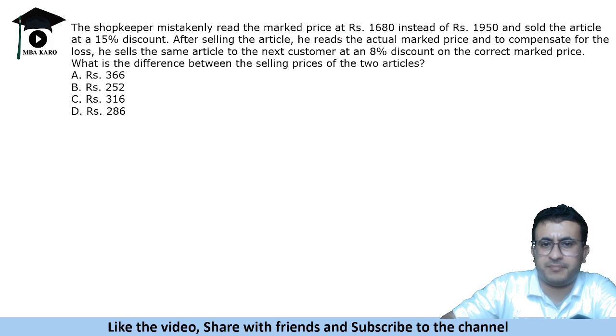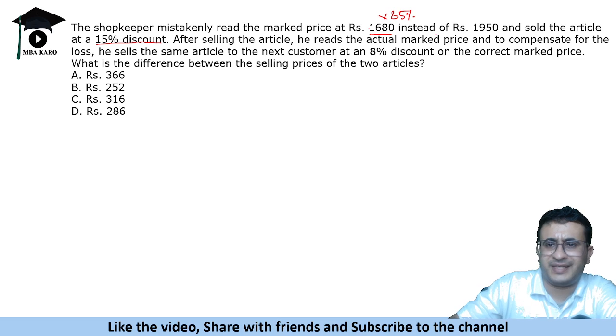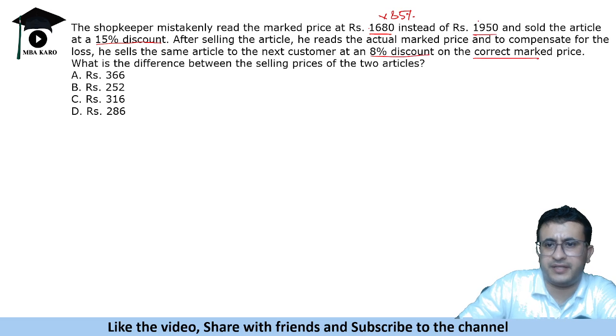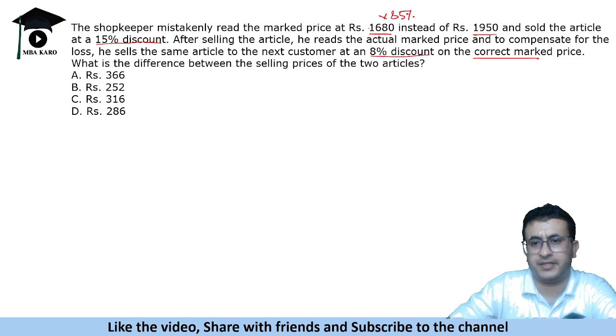So he read the mark price at 1680 for the first one and sold the article at 15% discount. ठीक है, इस पे 15% डिस्काउंट कर रहा है, इसको 85% पे बेच रहा है. And second case, he used the correct mark price and next customer 8% डिस्काउंट ऑन द करेक्ट मार्क प्राइस, इसके 92% पे सेल कर रहा है. ठीक है, at 92% he is selling.